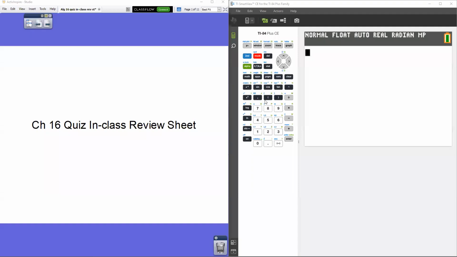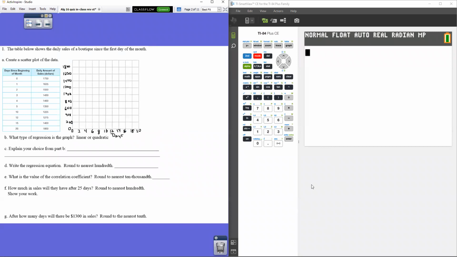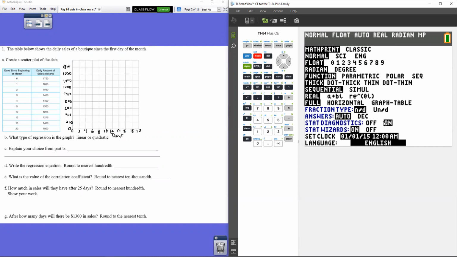This is the review for the Chapter 16 quiz. The first thing you want to do before you even start is always make sure that your stat diagnostics button is turned on. Remember, you won't get R values if you don't turn on the stat diagnostics. So go to your mode button, go all the way down, and make sure that your stat diagnostics is turned on.